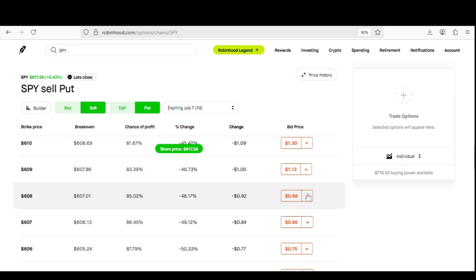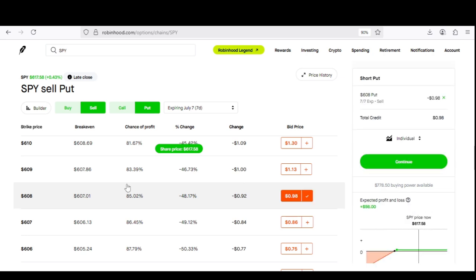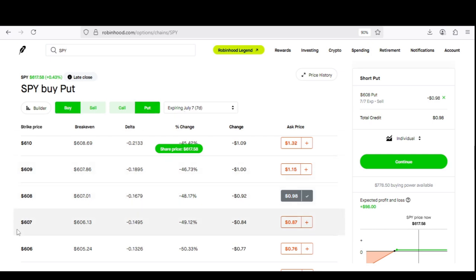So let's go ahead. We're going to clear that one. Then now we're going to go ahead to buy again. We're going to go to put while maintaining our exact same strike date. And we're going to select the strike price right below. We're going to be doing a dollar wide spread. Hopefully you guys are following me still.